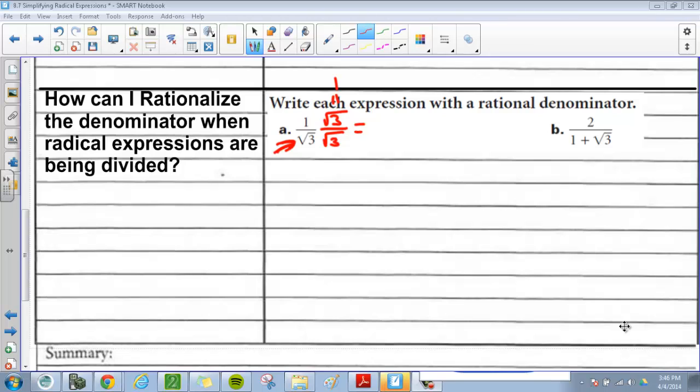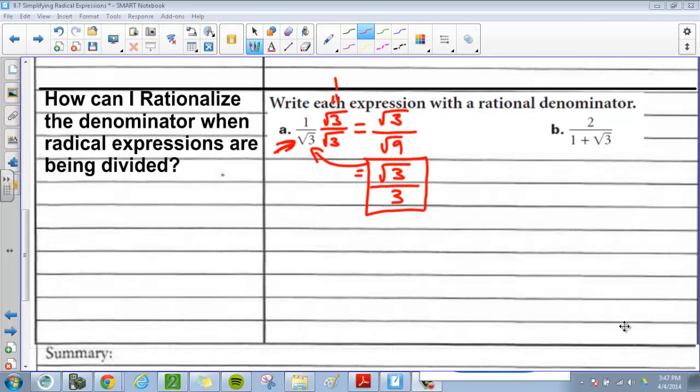Remember, when you're multiplying these things, 1 times square root of 3 is just square root of 3 on top. But what is the square root of 3 times the square root of 3? Well, that's the square root of 9, and we all know that the square root of 9 is equal to 3. So what we have in the end is the square root of 3 over 3. And look, these two things are identical, the same, but they look different. And now there are no radicals in the denominator.